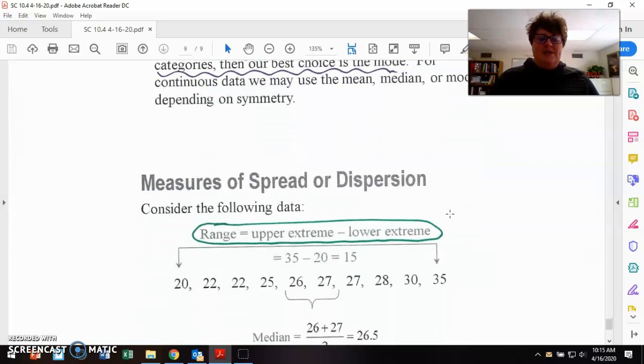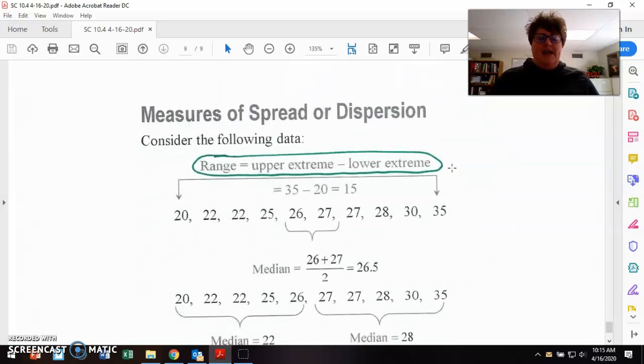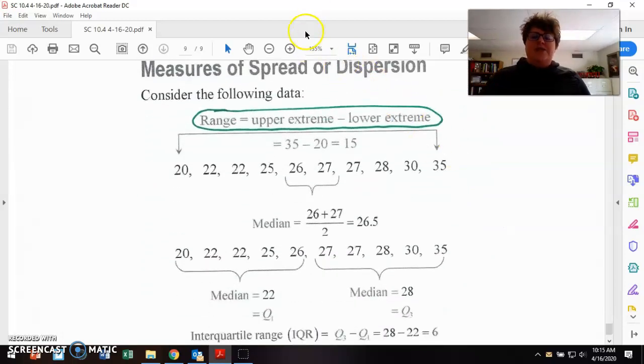I put this last slide on here to talk about range. Range is just, once you put your data points in order, your upper extreme minus your lower extreme. In this case, I range from 20 to 35, so my range is 15. 35 minus 20 gives me 15. That's how you find the range. So that finishes up chapter 10.